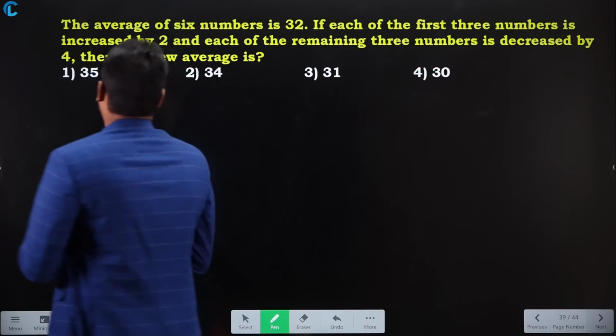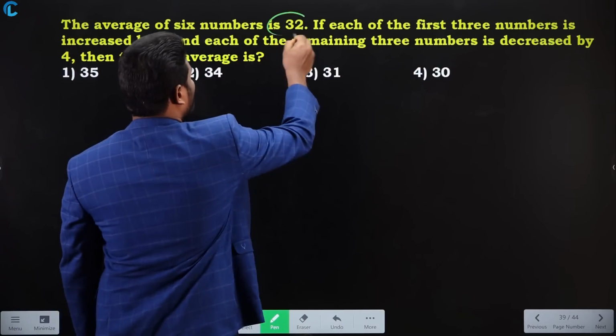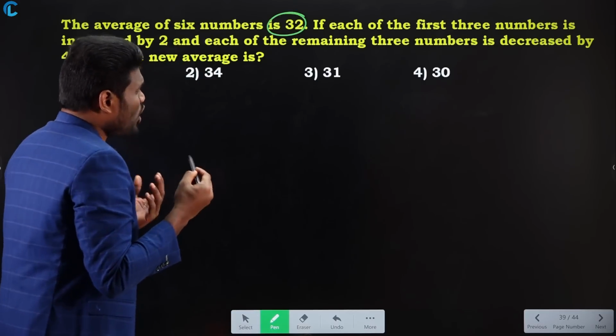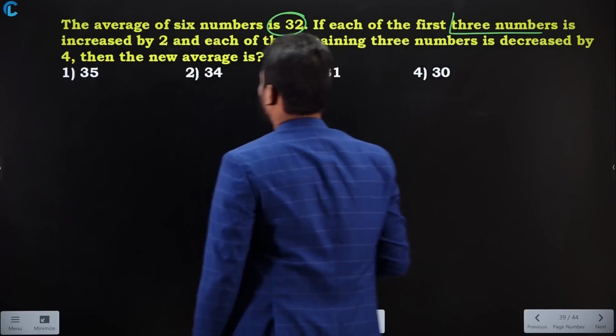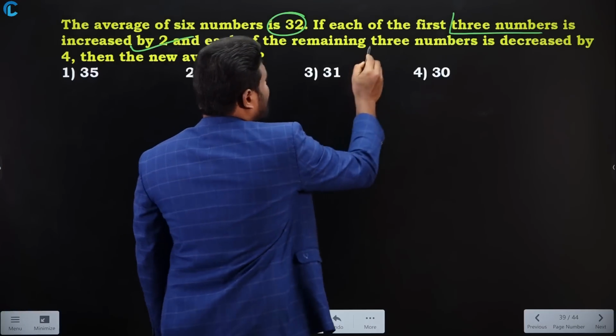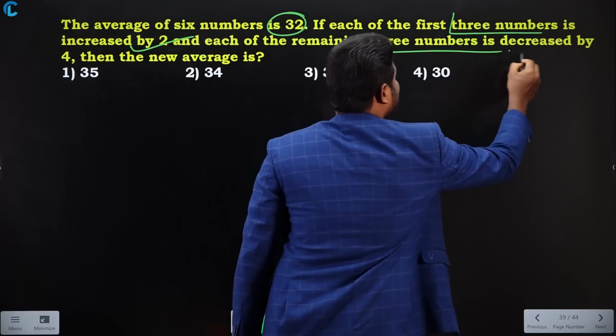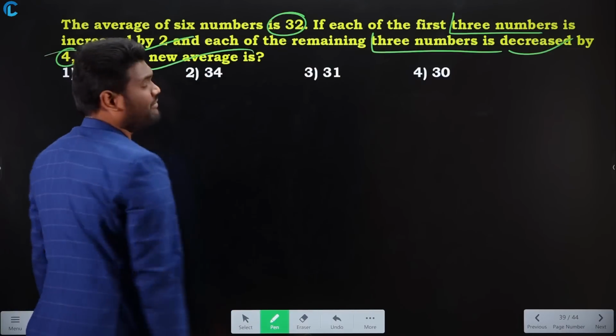What is your next question? The average of 6 numbers is 32. If each of the first 3 numbers is increased by 2 and each of the remaining 3 numbers is decreased by 4, then the new average is?